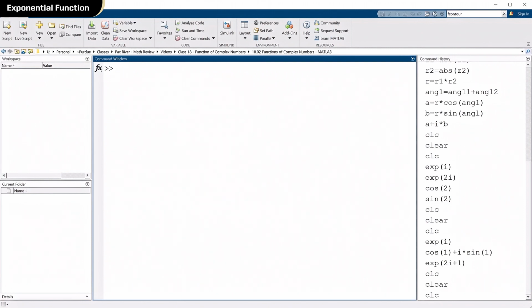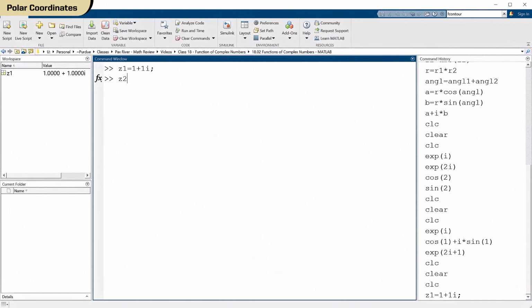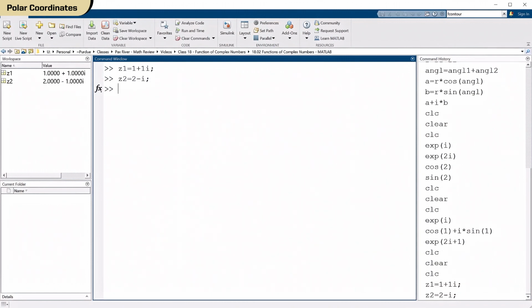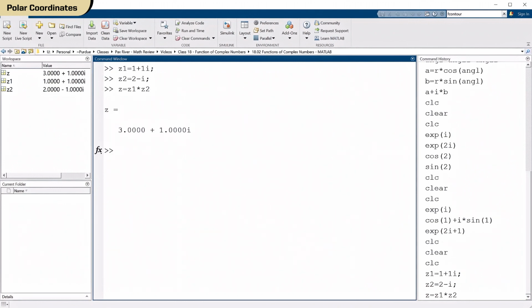And let's go into polar coordinates. Now, if I assign z1 to a number we used before, you can see I've got the command history over here, so I'm just pulling all this stuff back up. And I say z2 is that other number we worked with before. Got them. You can see them right there in the workspace, so they exist. Just for completeness, let's say z is z1 times z2. I do want an answer, so I'm not going to put the semicolon at the end. And there's 3 plus 1i.